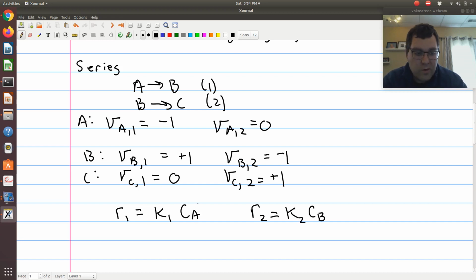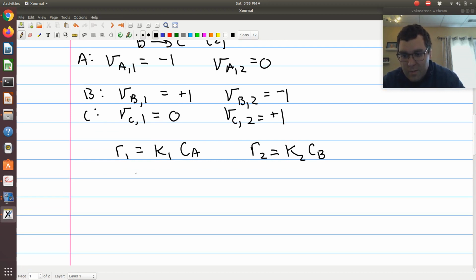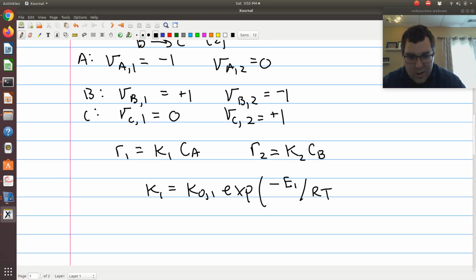Another benefit of putting concentration into my mole balance is that when I plug in R1 and R2, it's also going to use the concentration of my reactant in this case. Then for K1 and K2, K1 is called my rate constant, and it's going to be given by the Arrhenius equation. It would typically be written as K0,1 times the exponential of the negative activation energy of reaction 1 divided by RT.